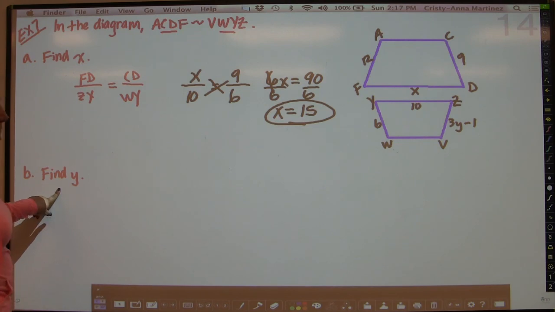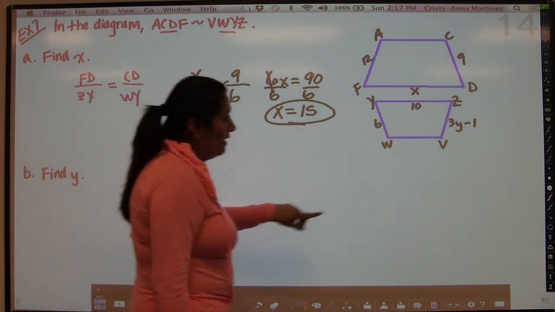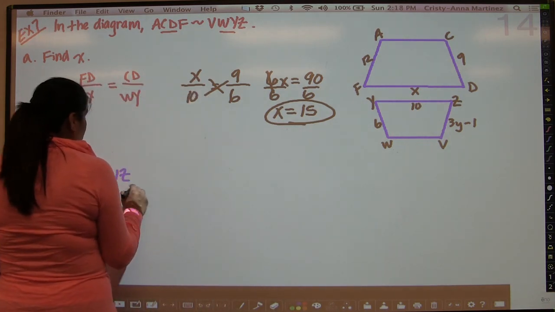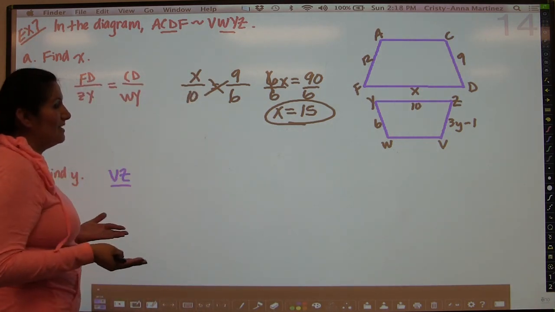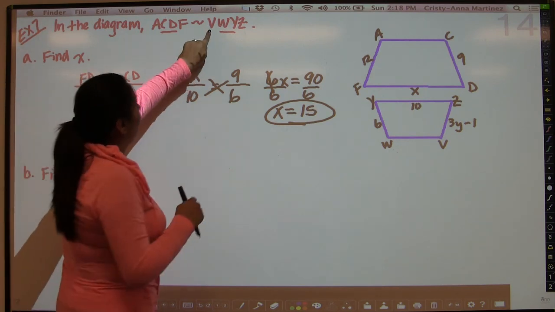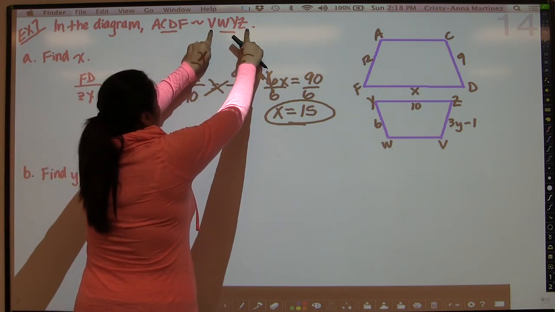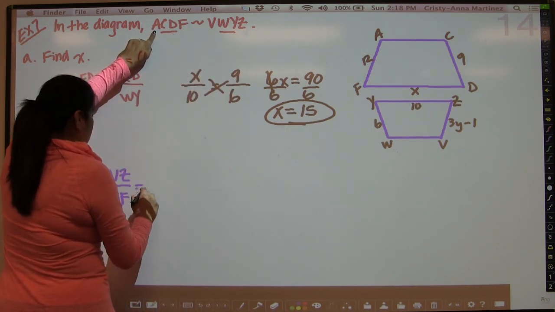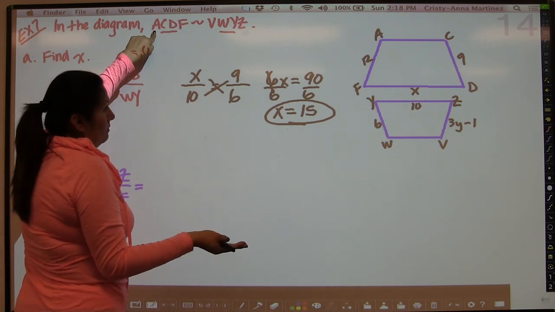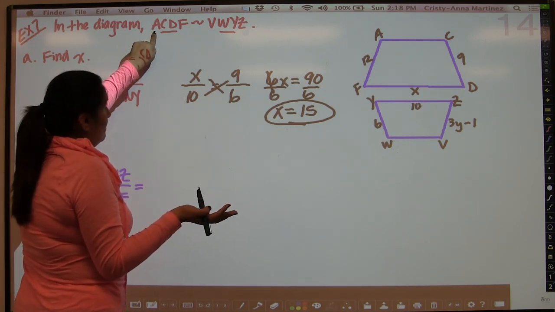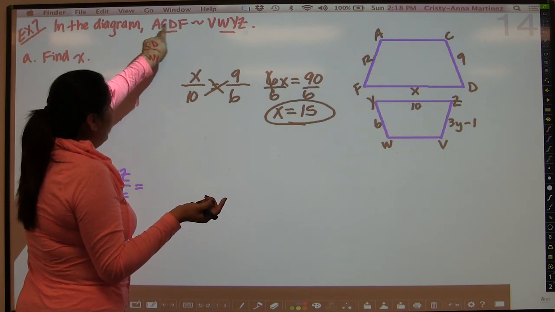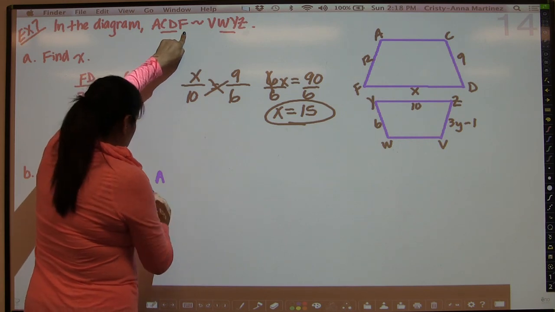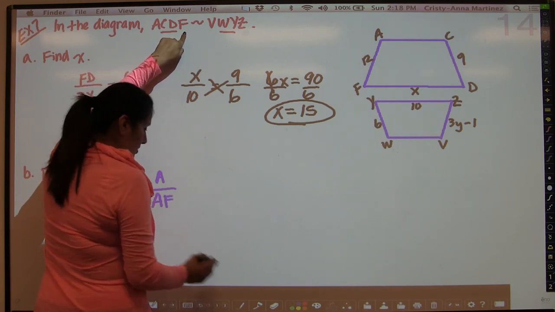So find y, same idea, okay? So y we have right here is VZ. So I've got to figure out what corresponds to VZ in the other figure. Here is V and Z, first and last, so it's going to correspond to A and F. Okay, but we also need another pair of segments to use. So I'm going to go ahead and go with AF.